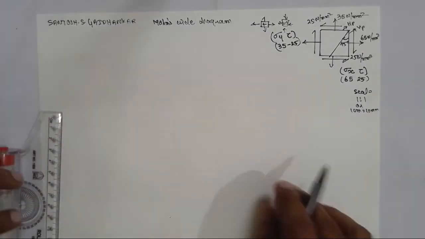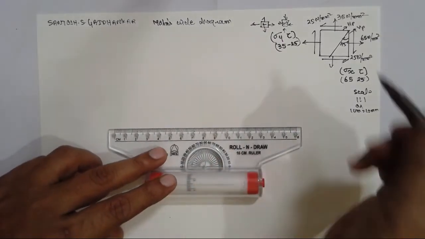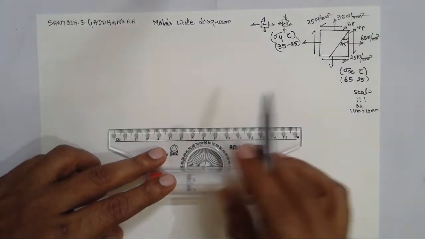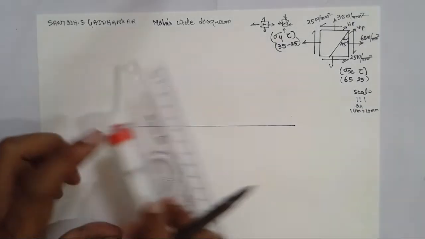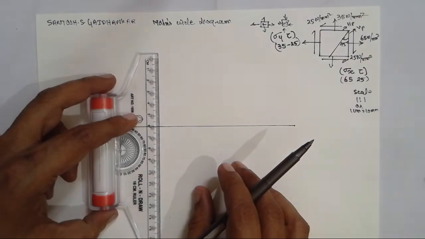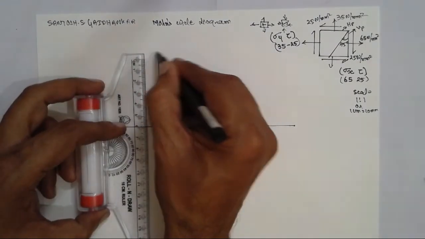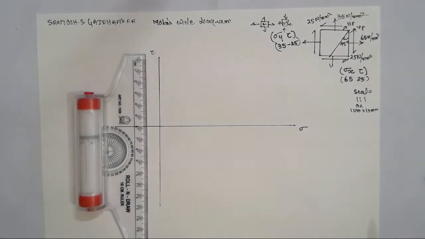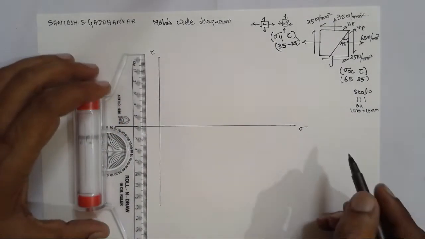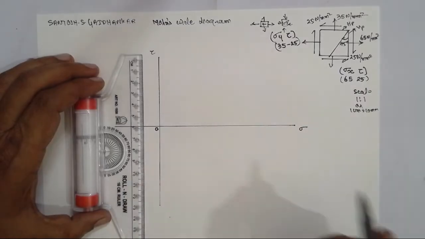Now let us consider a scale of 1:1, or 1 centimeter equal to 10 mm. Here both are on the positive side. This line is referred to as shear and this one is referred to as normal stress. Now this one I will consider as point O.